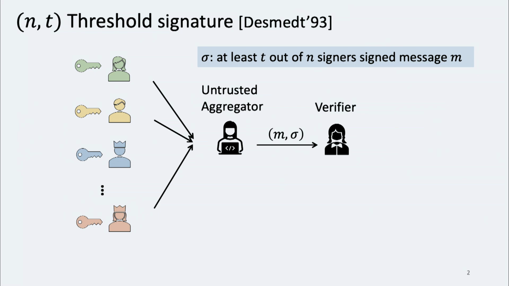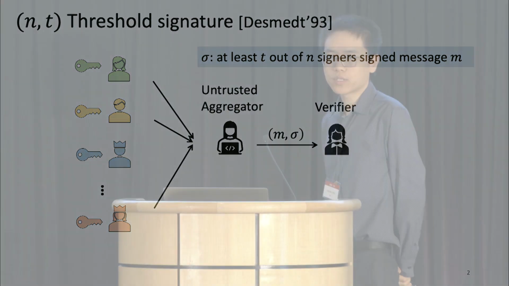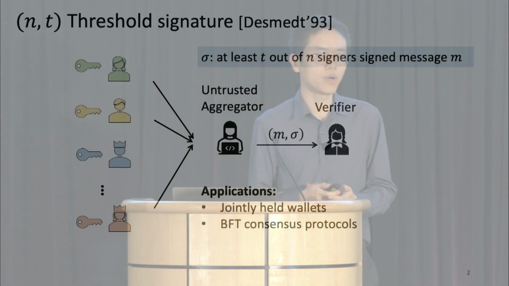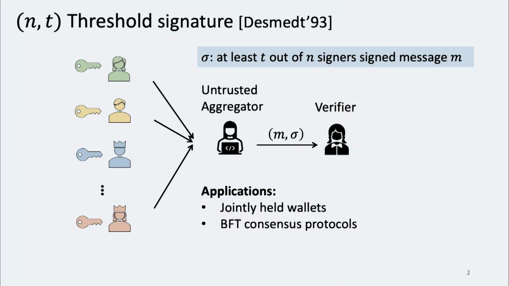Okay. So threshold signature has many applications. The most relevant ones to blockchain and to SBC are the following. First, we can do jointly held wallets. Think of a Bitcoin wallet or Ethereum wallet, where you may want multiple people to control this wallet, and multiple of them need to give their approval before you can transfer funds out of the wallet.